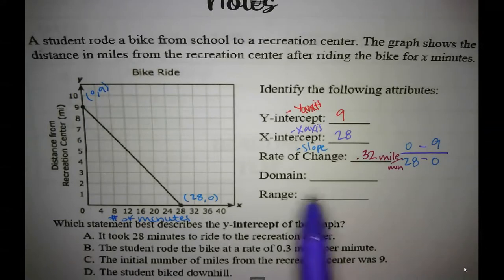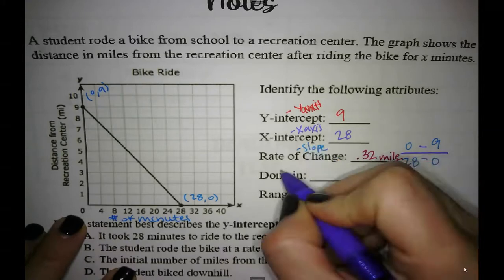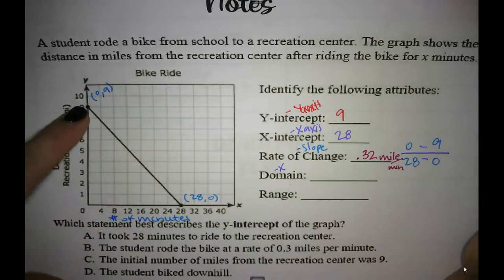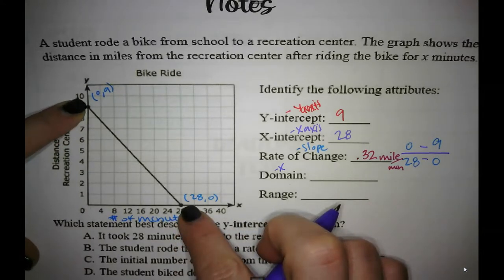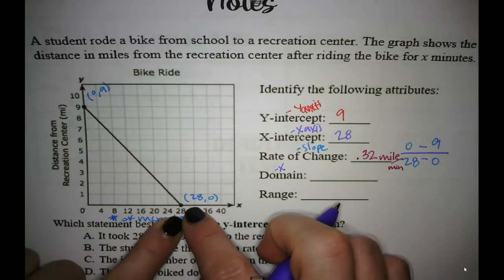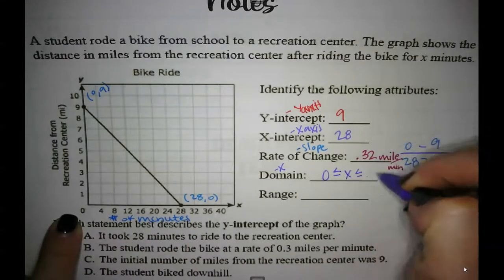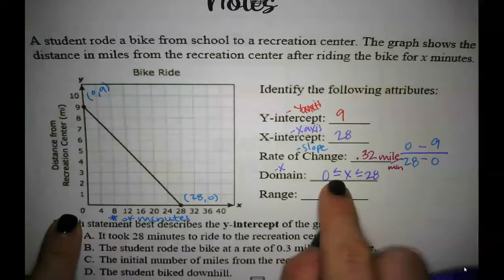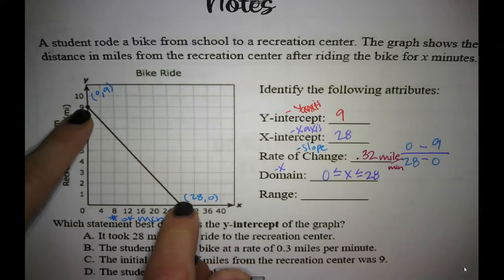My domain is my x values. So this is the graph we're looking at. Which x values do we have? We have from 0 to 28. Why did I use the less than or equal to sign? Because they are colored in solid circles.